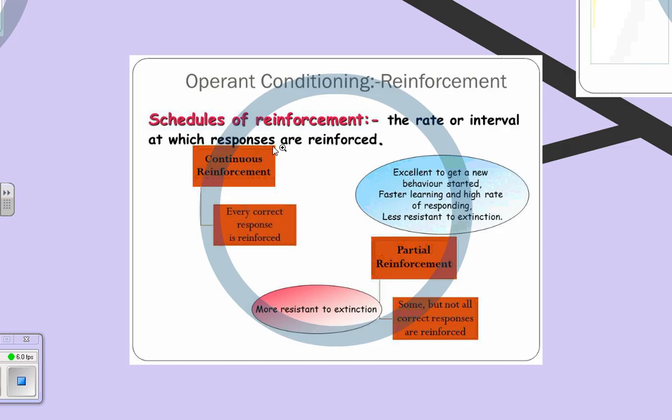Continuous reinforcement, because we need to show how imperative and important it is to keep this behavior. So continuous reinforcement, as explained by the word, means that I have to continuously reinforce, continuously reward. So every correct response has to be reinforced.